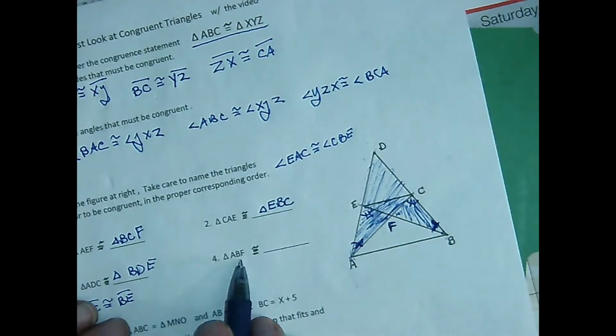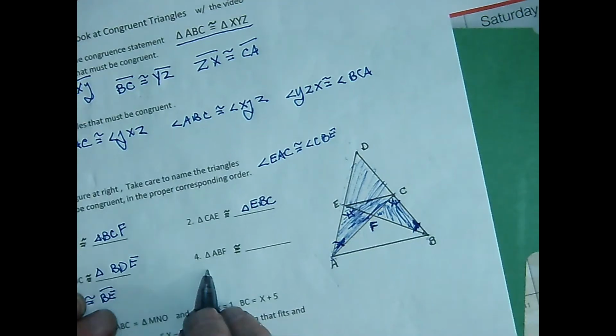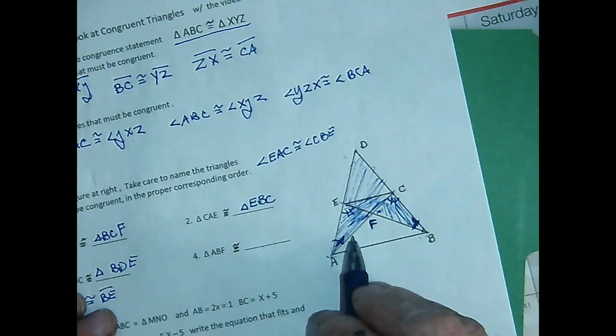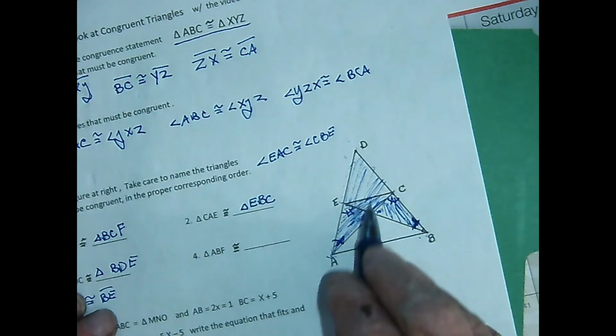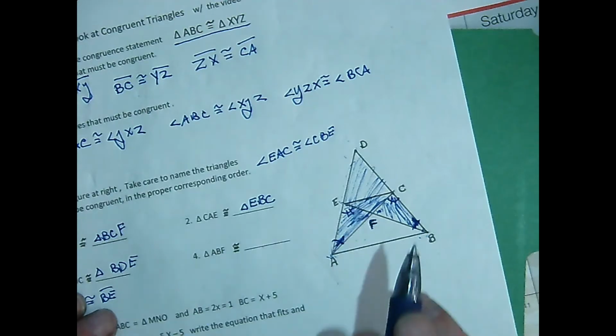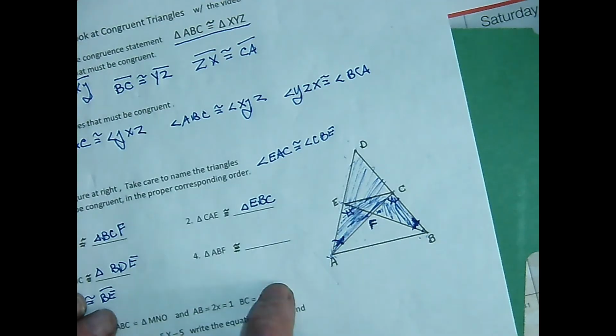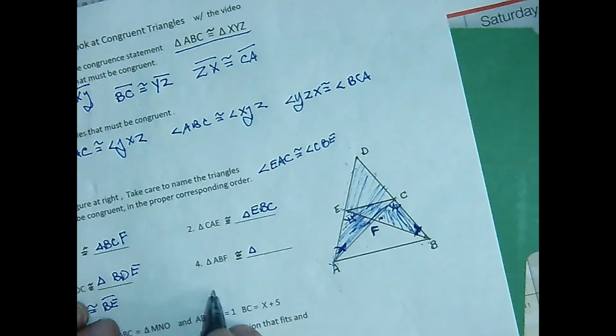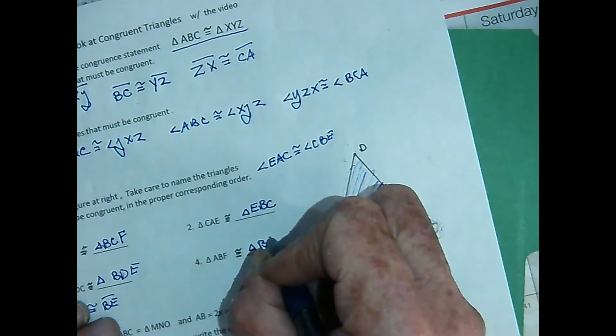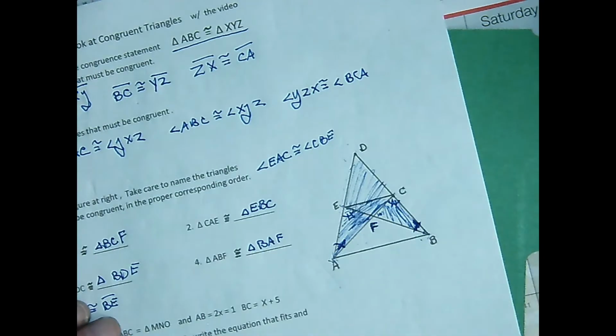One more time with feeling. This talks about triangle ABF. Is there another congruent triangle with triangle ABF? And if you thought ECF, I'd say no, those are different sizes. However, there is a statement that could be made here. Let me make it. You might not like it. I say triangle ABF is congruent with triangle BAF. Or potentially could be written that way.